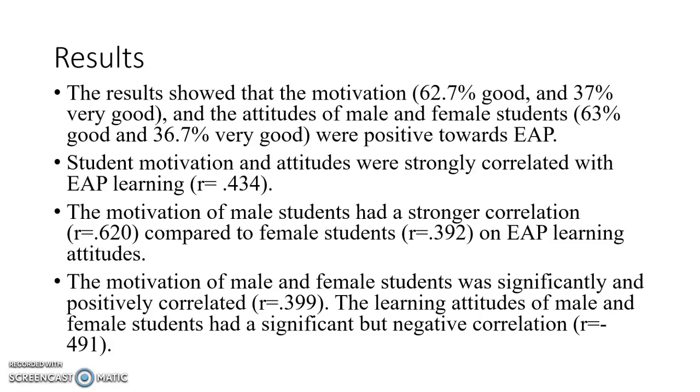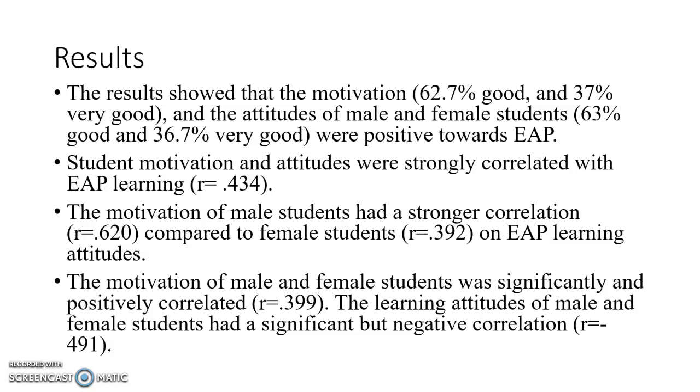So they are good in their motivation and also good in their perception of attitude in joining English for academic purposes, for exact sciences and social sciences students. Next, student motivation and attitude are strongly correlated in English for academic learning, because the correlation here is 0.4, and the motivation of male students had a stronger correlation, 0.6, compared to female students on English for academic purposes learning attitude.